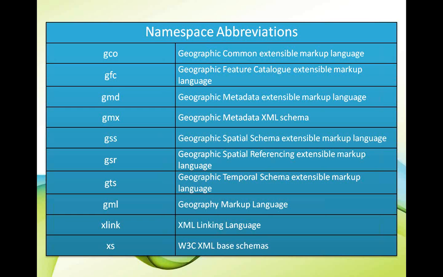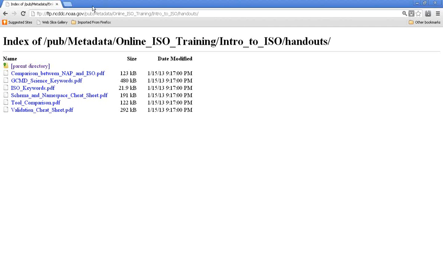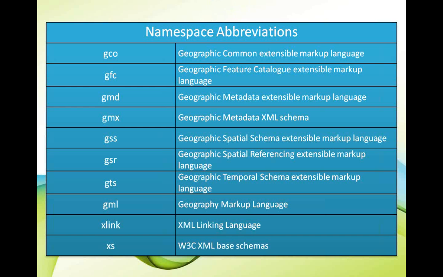On the FTP, if you notice, there's a handouts directory, and there is a schema and namespace cheat sheet and a validation cheat sheet. And that walks you through a lot of, okay, here's what you need for your schemas and namespaces, and then this is some validation errors as well. So there's lots of information out there for you to use.